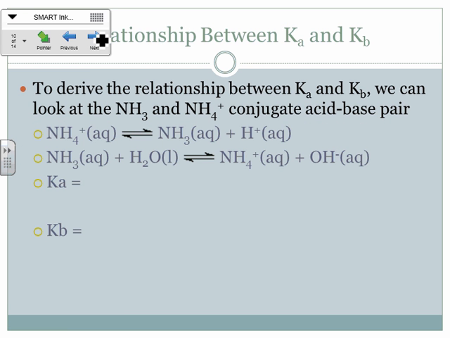Now, what we want to do here is derive the relationship between Ka and Kb. In order to do that, we need to use an acid and conjugate base pair. So NH4 plus is our acid, NH3 is our conjugate base. If we write the Ka expression for the acidic reaction, which this is, does everybody see that, as we're looking at it in the forward direction? These Ka's are always written assuming that we're reading from left to right. So our Ka for this first one would be what?